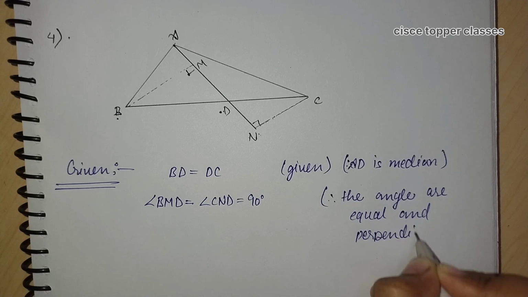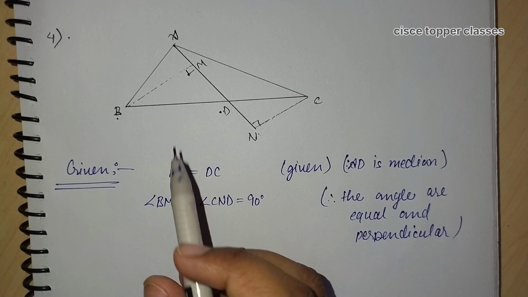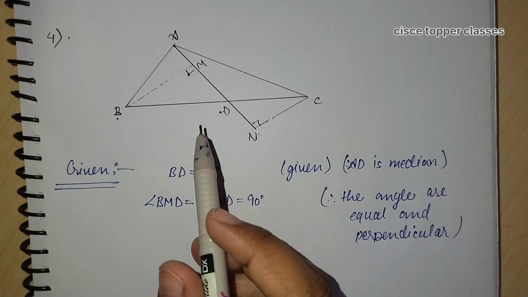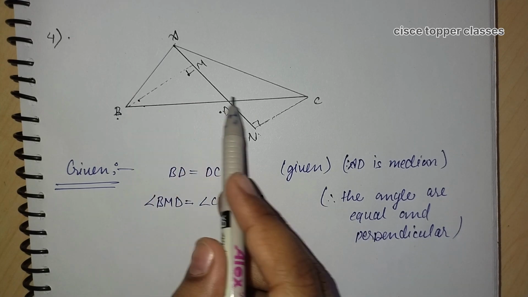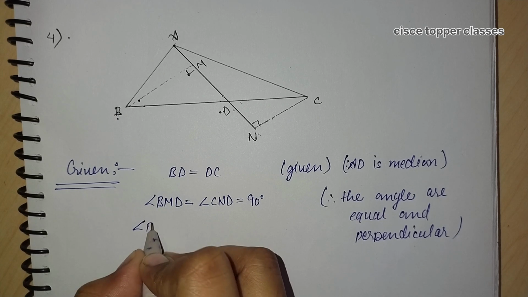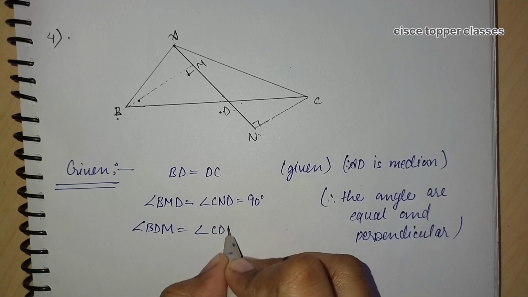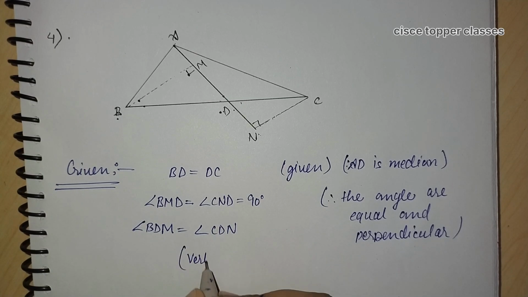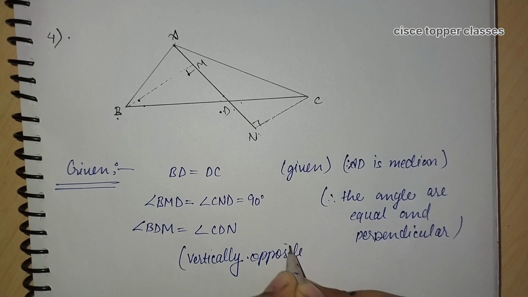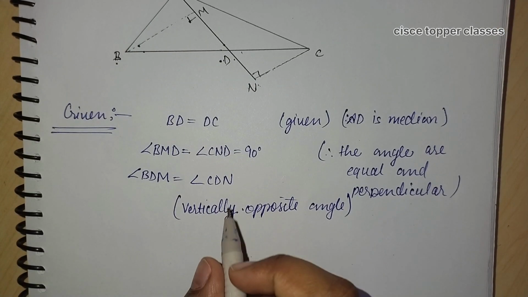And perpendicular. Now we can simply write here the second thing, because it is given in the question that BMD means here this angle, because it is vertically opposite angle. So this is angle BDM and angle CDN are equal because they are vertically opposite angles. So these are vertically opposite angles. So this is the thing here.